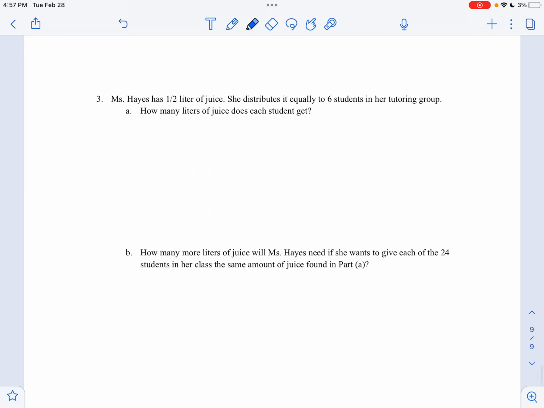I'll read it here. Miss Hayes has 1/2 a liter of juice. She distributes it equally to 6 students in her tutoring group. How many liters of juice does each student get? How many more liters of juice will Miss Hayes need if she wants to give each of the 24 students in her class the same amount of juice as found in part A?